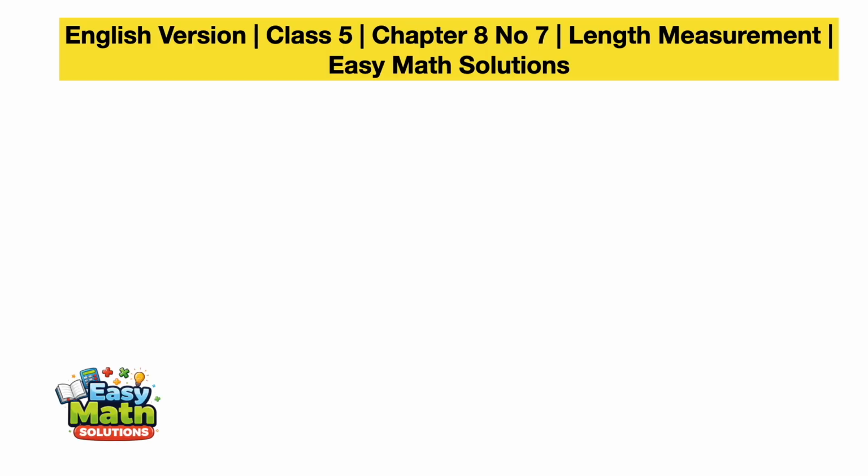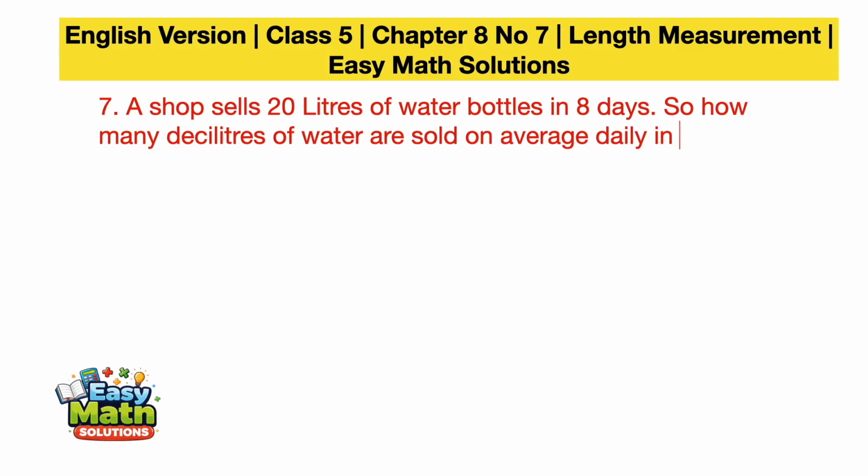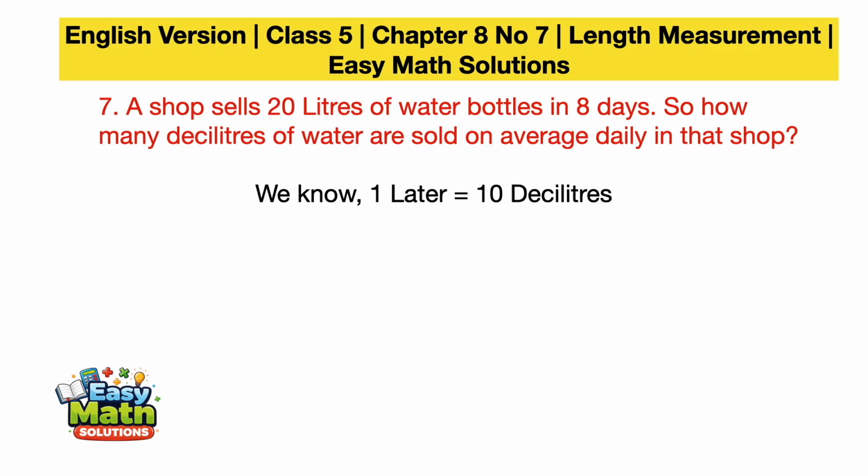English version, mathematics, class 5, chapter 8, length measurement, number 7. A shop sells 20 liters of water bottle in 8 days. So how many deciliters of water are sold on average daily in that shop? We know 1 liter equals 10 deciliter.